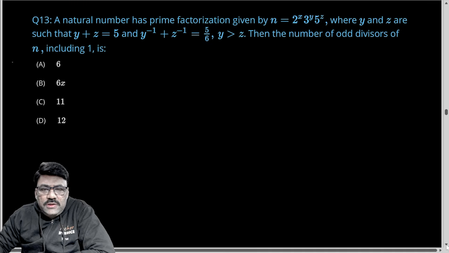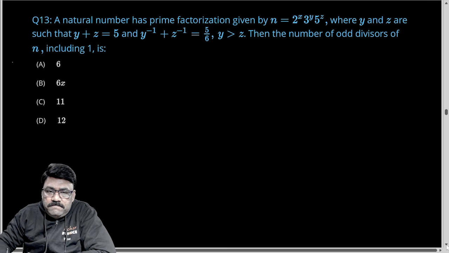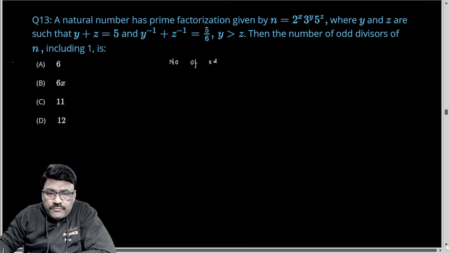A natural number n has a prime factorization given like this, where y and z are related by these two equations. y is greater than z. Then the number of odd divisors of n. So what will be the number of odd divisors of n?